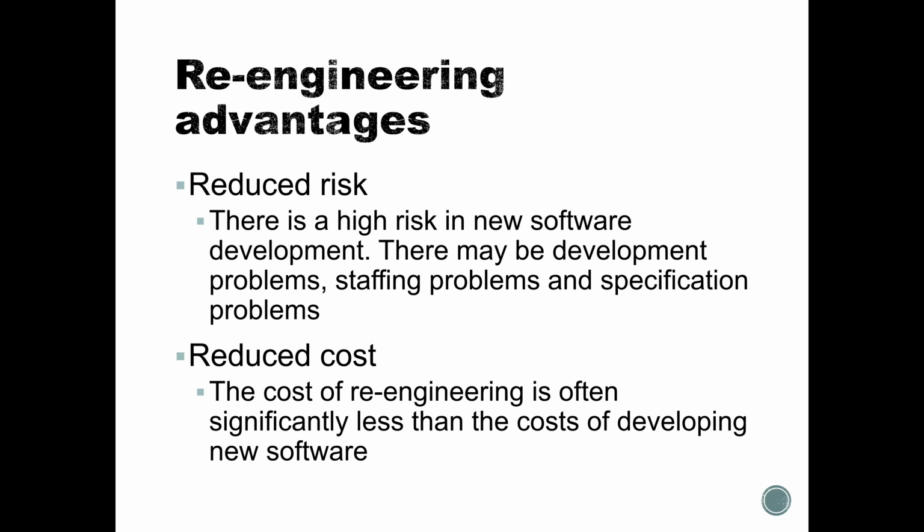The next thing is reduced cost. So the cost of re-engineering may be significantly less than the cost of developing a new product. For example, for a particular commercial software, if the re-implementation cost were estimated around 50 million, then re-engineering, successfully performed, was just 12 million dollars. So you can see the numbers how the cost can be reduced when you are performing this re-engineering.